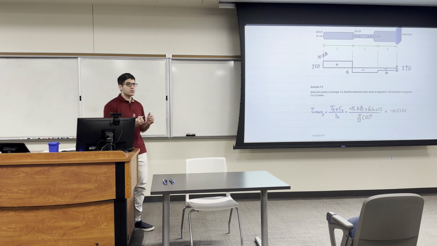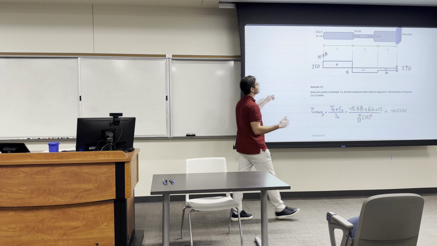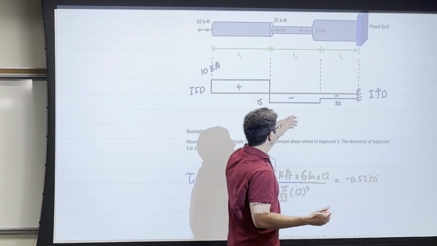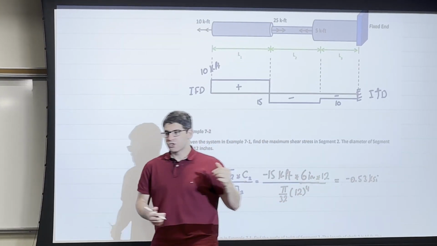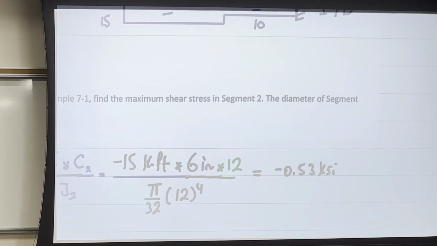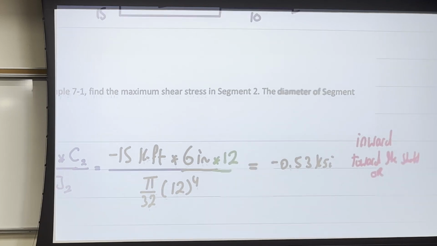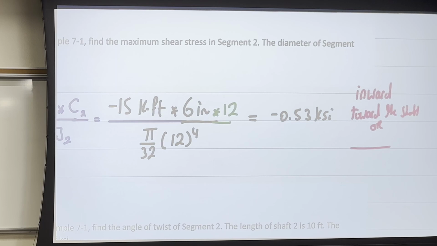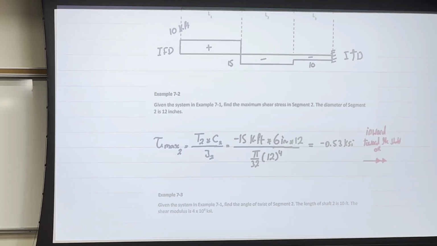And this is the maximum shear stress. Since I have a negative, negative means it's pointing towards the shaft or towards the fixation. So how can I express this in my answer? You have two options. You can say inward, which is toward the shaft, or you can make a double-headed arrow pointing towards the fixation, which also tells me that it's inwards.